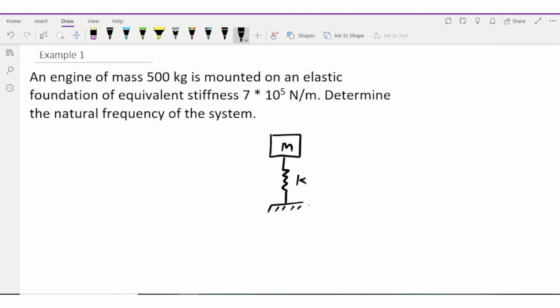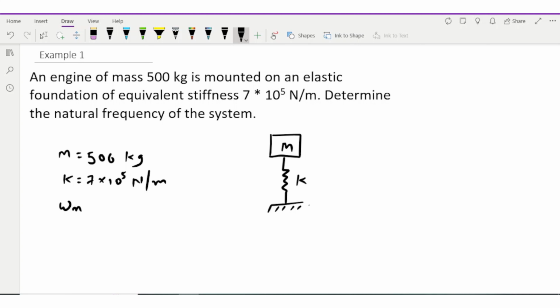K and M, and the mass here is M, 500 kg, and stiffness K here is 7 into 10 raised to 5 Newton per meter, and it says to determine the natural frequency of the system. It doesn't say to find it in radian per second or in hertz, so we find it in both. Write down what the natural frequency is.